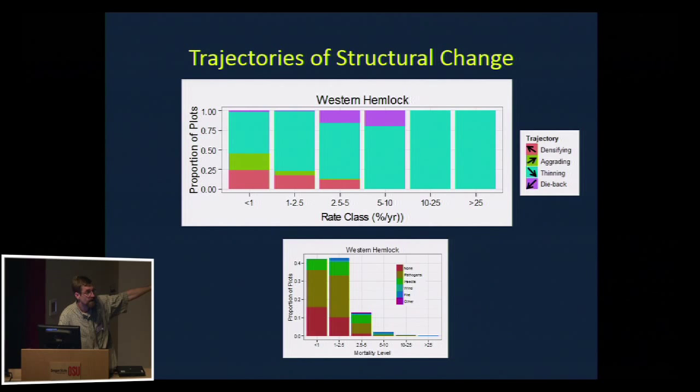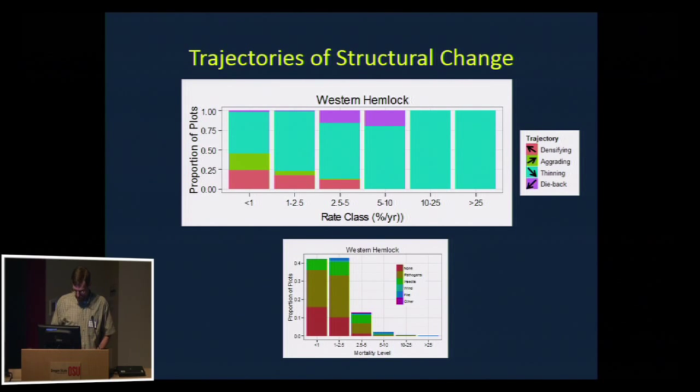And then there's a little key over there that tells you which of these trajectories is going on. And so we look at really, really low mortality rates. We see a little bit of everything going on. But as we increase into these higher mortality rates, where things like insects and fire are playing a much greater role, we see that stands are predominantly, if not exclusively, thinning. So even in this greater than 25% per year, this stand replacing mortality, we have sort of a thinning effect. And that probably means that maybe there's one live tree left.